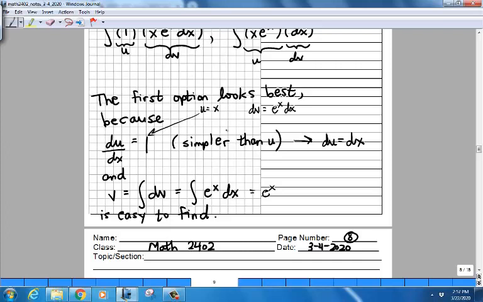So if you let dv be e to the x dx, that's going to be easy to integrate. By the way, you know when you integrate dv, you're going to get v, okay? So here we know something. We know that v is e to the x.